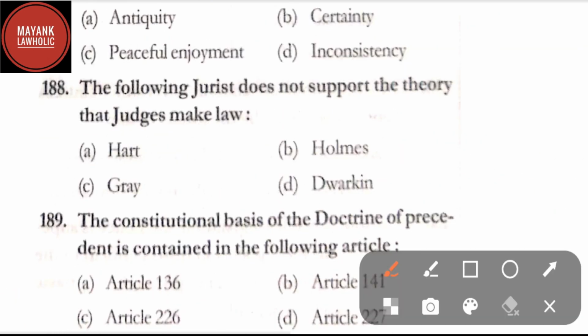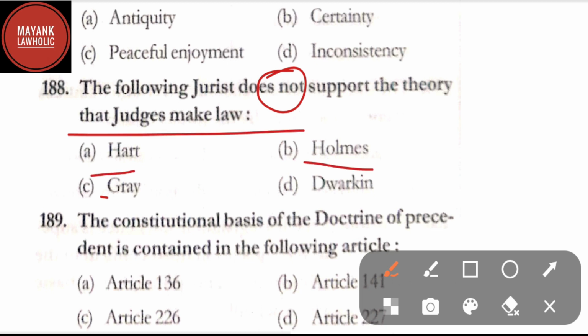Question number 188. The following jurist does not support the theory that judges make law. Hart, Holmes, Gray, Dworkin. Here in question number 188, correct answer is option D, that is Dworkin does not support the theory that judges make law.